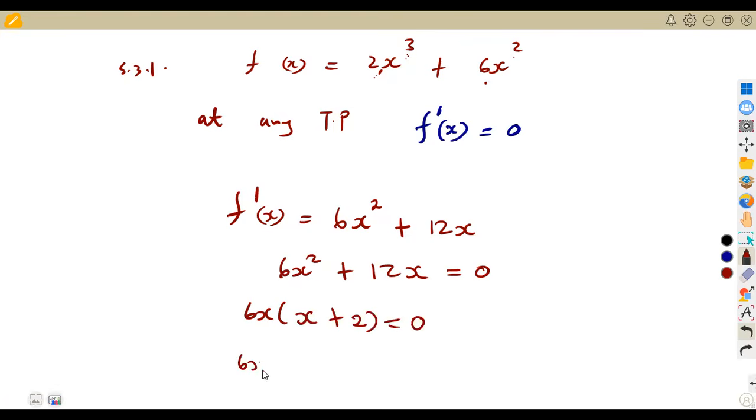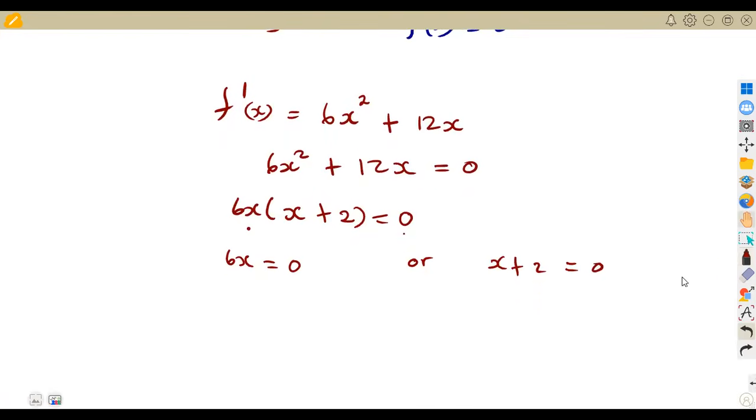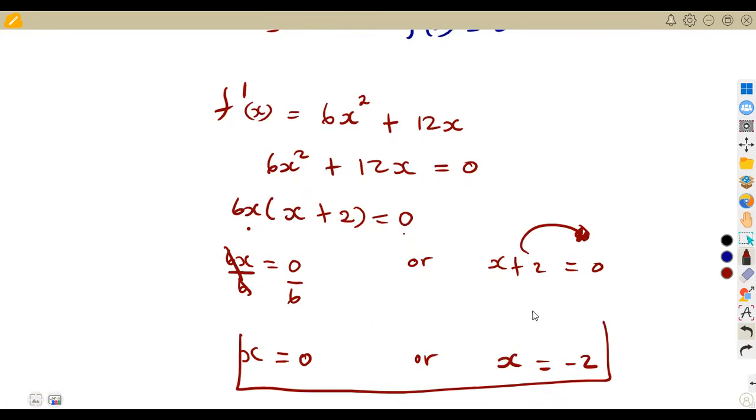So each bracket or each term must be equal to what? To 0. Or x plus 2 also must be equal to 0 on this part. So the first one, it means we divide by 6, x is just going to remain here as 0. So x is going to be 0, or on this one, if we transpose the 2 to this side, it becomes a negative 2. So these are the x values that we are going to need at the turning point.